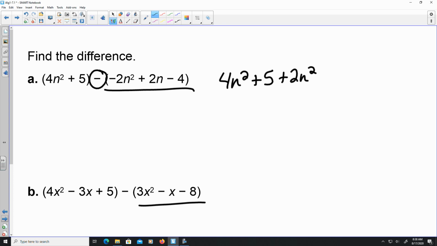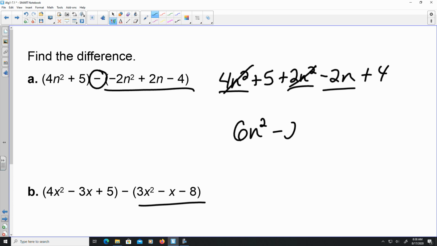If it was positive 2n, it's now minus 2n. Minus 4 is now plus 4. Once you have done that and they are all out of the parentheses, you approach it the exact same way as you did with the addition. Find like terms and simplify it from there. N squared, combine the two, I get 6n squared. I have n to the first, that's the only one, negative 2n, and my constant values of 5 and 4, both positive, so it's going to be plus 9.